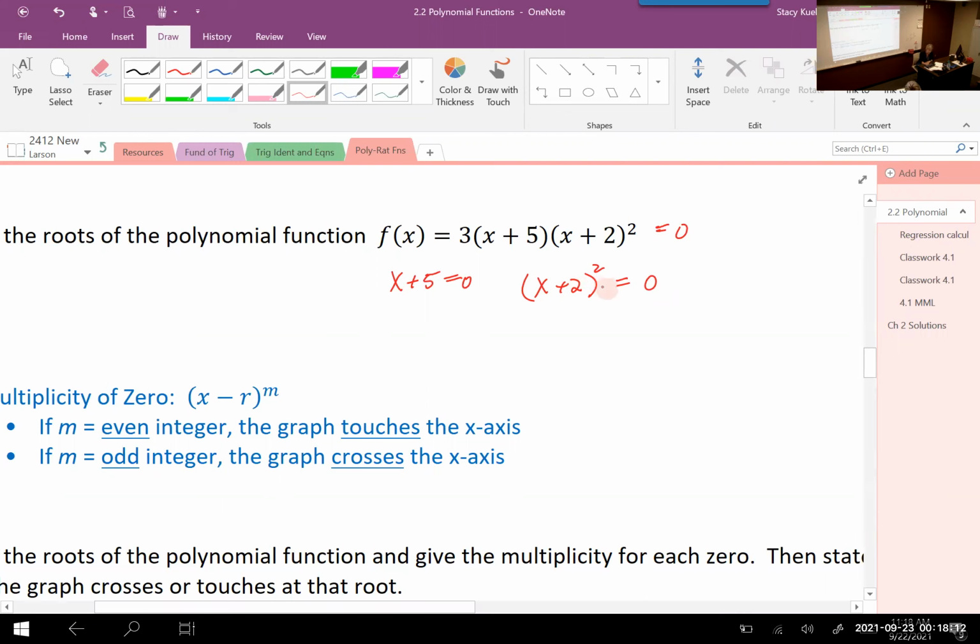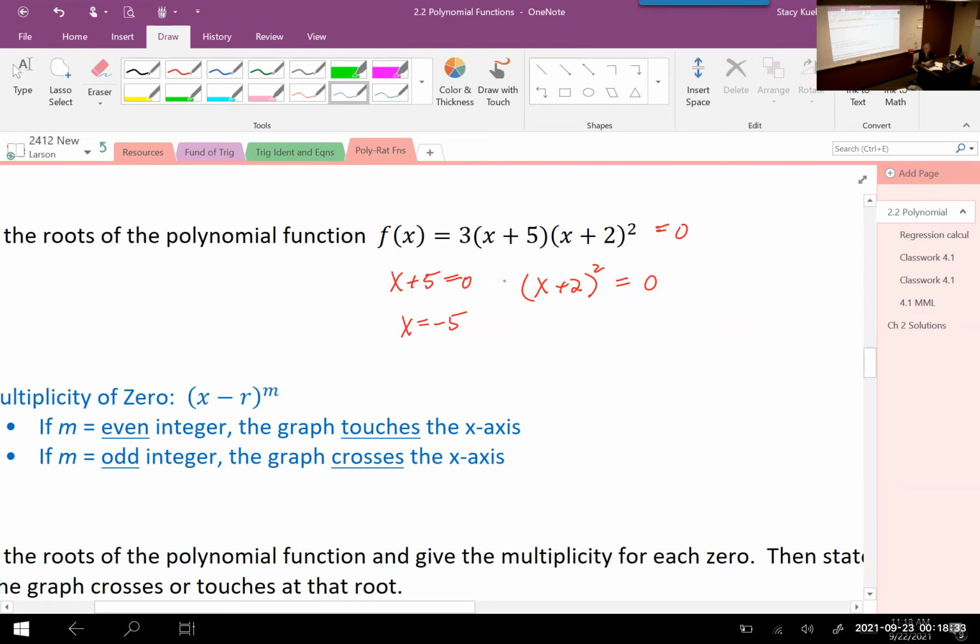So for each of these factors that I set equal to 0, you can see that here on the left, I've got x is equal to negative 5. What am I going to do here to solve that binomial on the left? So we had to multiply it out? Nope.